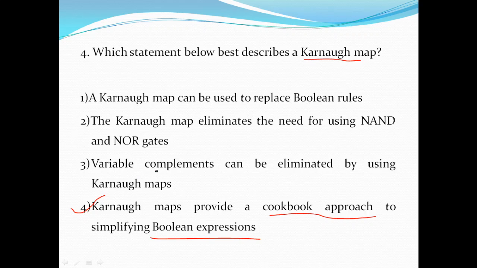Okay, so we can also eliminate the other options. Karnaugh map can be used to replace Boolean rules? No. It eliminates the need for NAND and NOR gates? No. Variable complements can be eliminated by using a Karnaugh map? No, complemented variables are not eliminated with the help of a Karnaugh map. Okay, so this is the answer.